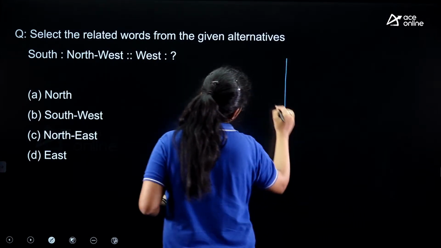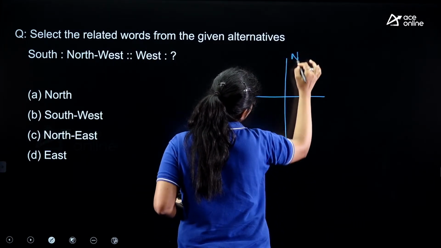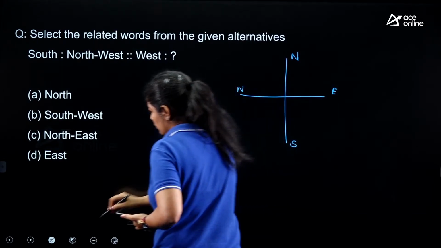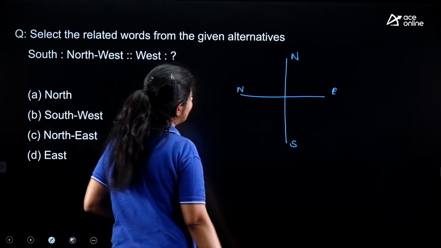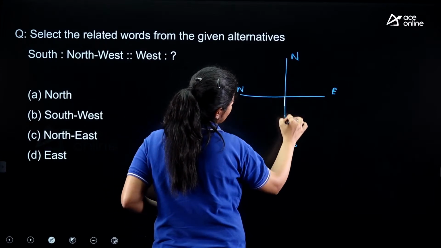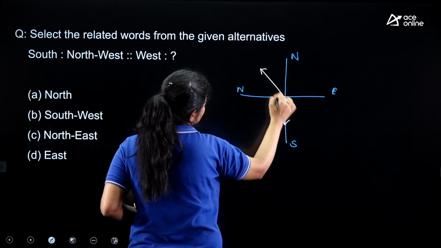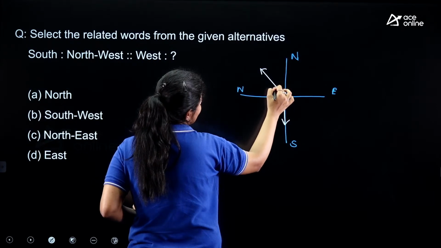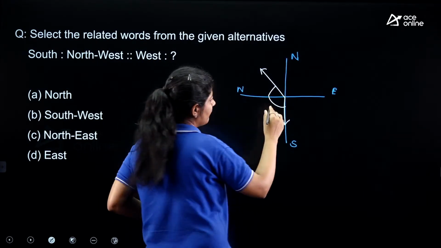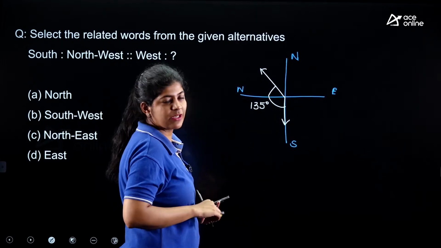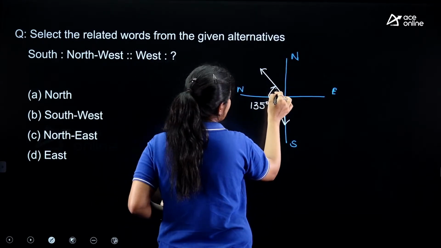Here, let's take the help of a direction plane: north, south, east, west. The question says that initially it is showing south and now it has changed to northwest. That means it is 90, 90 and 45, so there is a clockwise movement of 135 degrees. Right? There is a clockwise movement of 135 degrees.